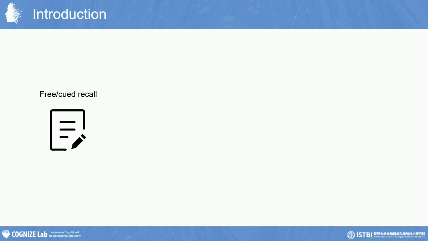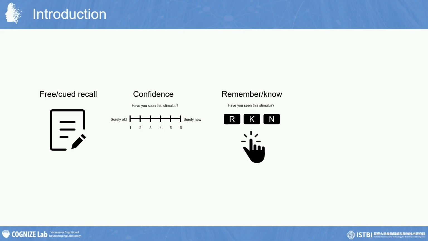In the laboratory, we have various ways to study this and other types of memory. For instance, we can use free recall. We can use confidence ratings from the participants. There's something called the remember-know procedure. But still probably the most common way of studying recognition memory is just a simple yes or no recognition task, which is also the one that we use in this experiment.